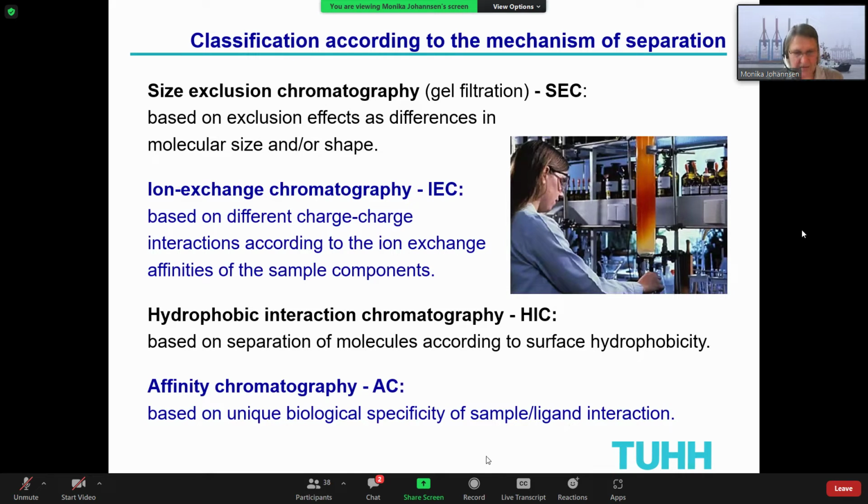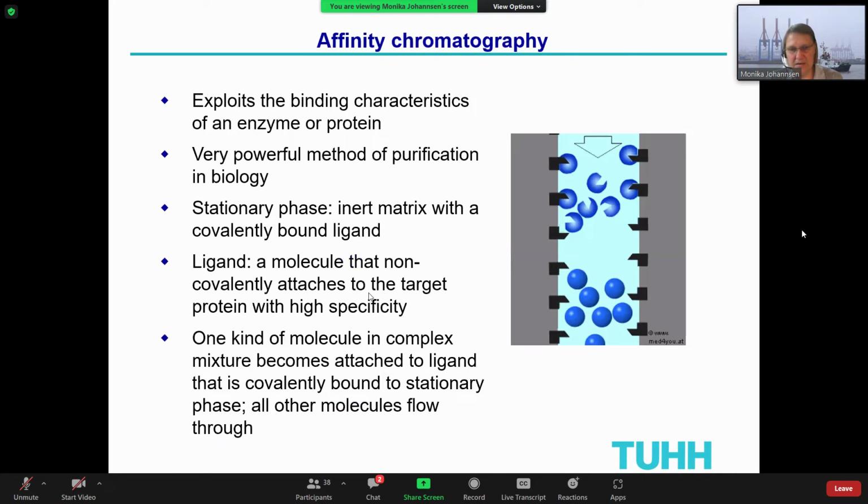Okay, and the last of these big four chromatographic methods for protein separation is the affinity chromatography, which is based on the unique biological specificity of the sample-ligand interaction, which is a very powerful method for purification. The stationary phase is an inert matrix with a covalently bound ligand, which is chosen in a proper way to interact with the target protein.